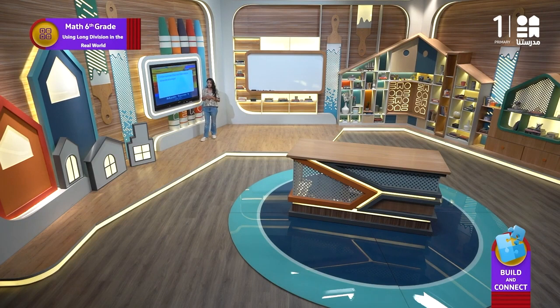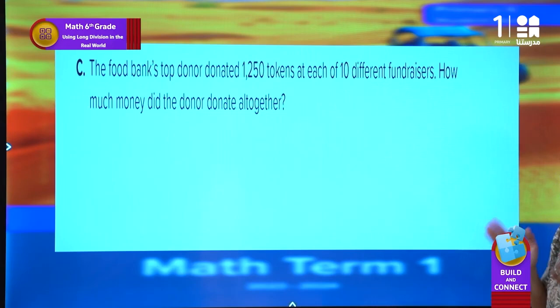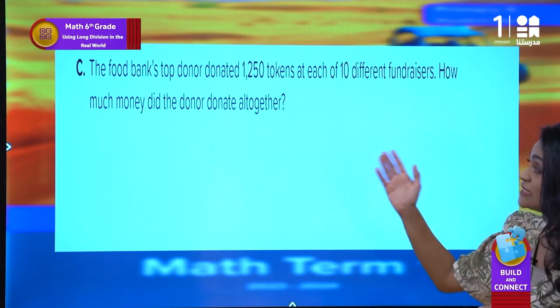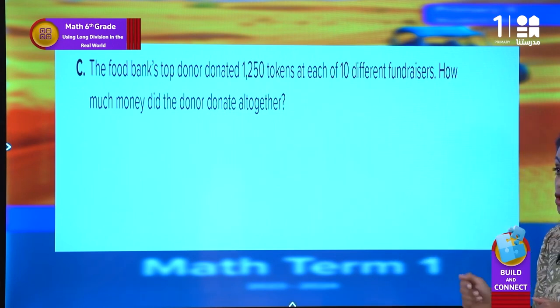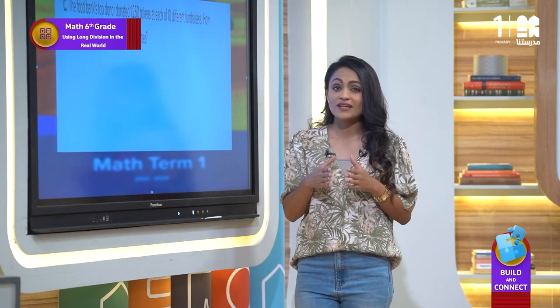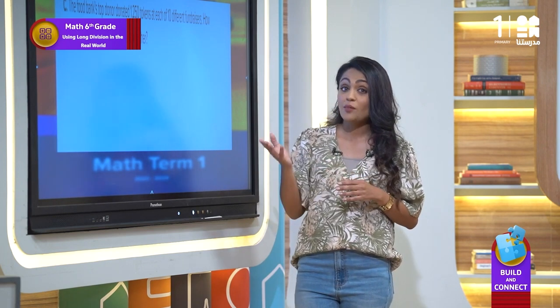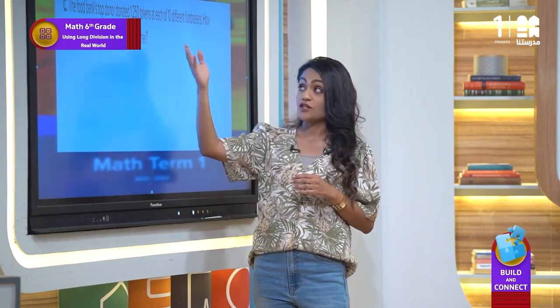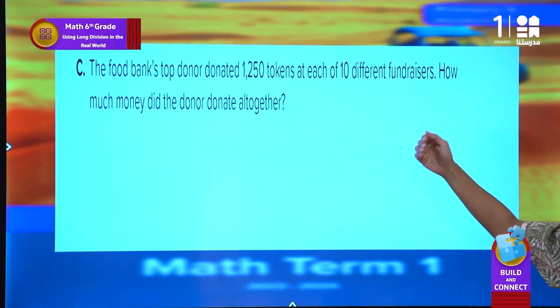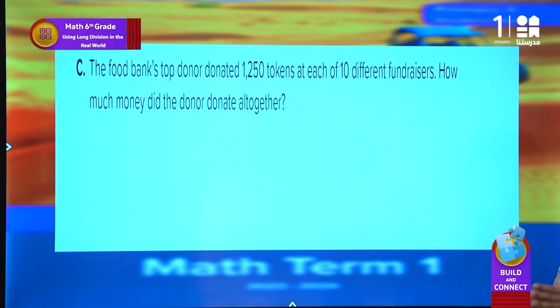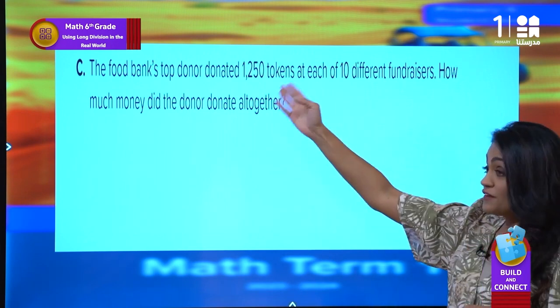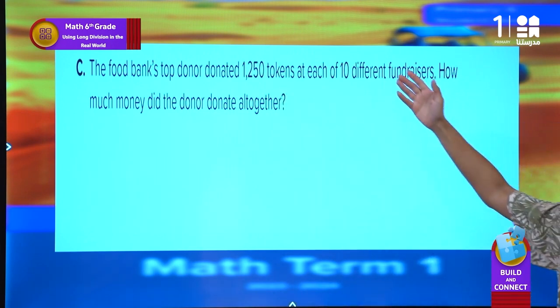The food bank's top donor donated 1,250 tokens at each of 10 different fundraisers. So, how much did the donor donate together? Will we use division or multiplication? In order to get the total number of donated shares, we will multiply the number of tokens by the number of fundraisers. So, we will multiply 1,250 by 10.